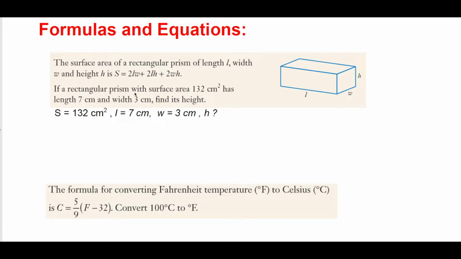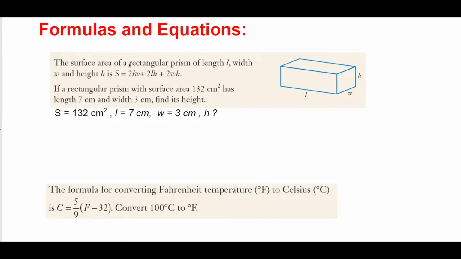If a rectangular prism has this surface area, and it also has length 7 and width 3, find the height. So basically, to do a question like this is a 4-variable equation. It's got S, L, W, and H. They give you 3 of the variables. You just have to find the 4th one. So what do you need to do? Basically, sub all the variables in. So let's take a look.